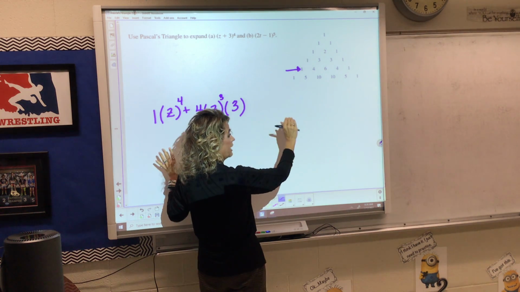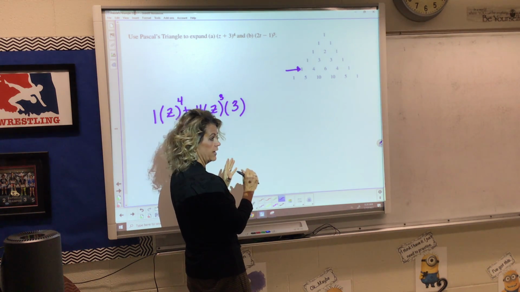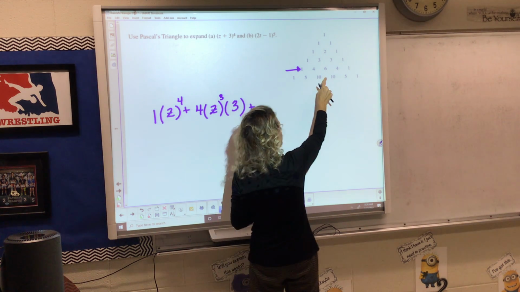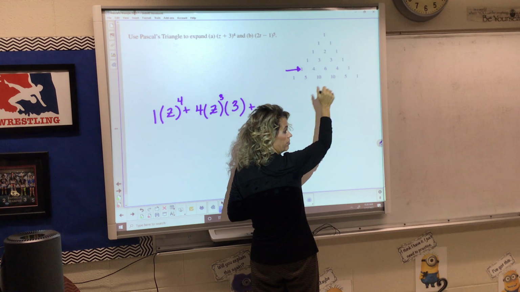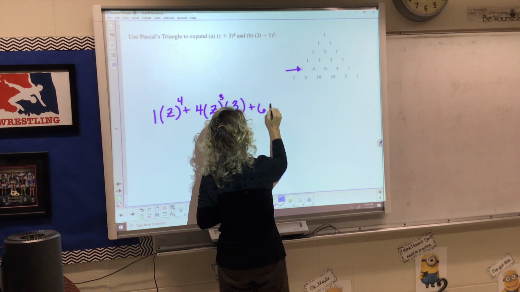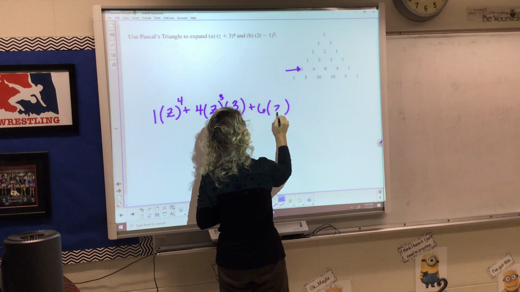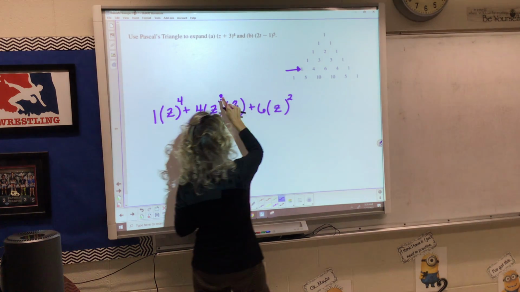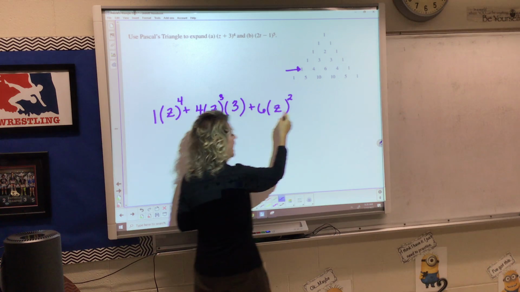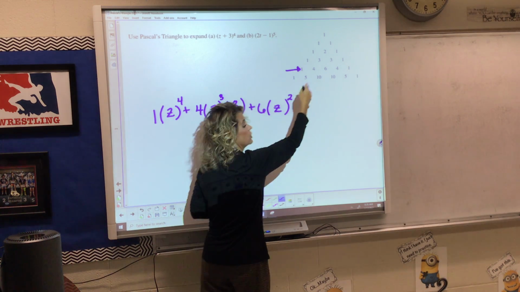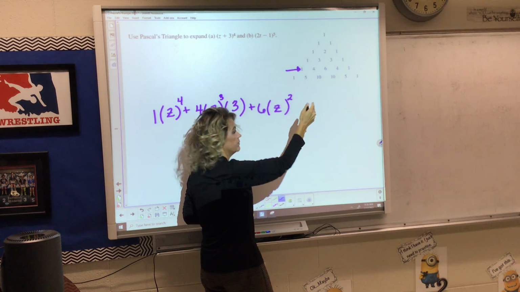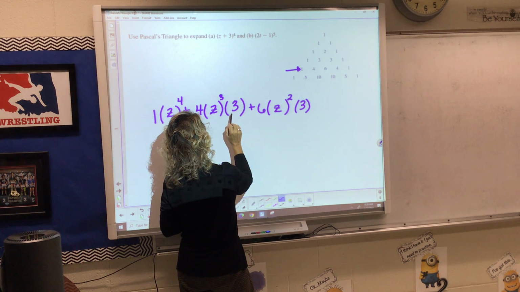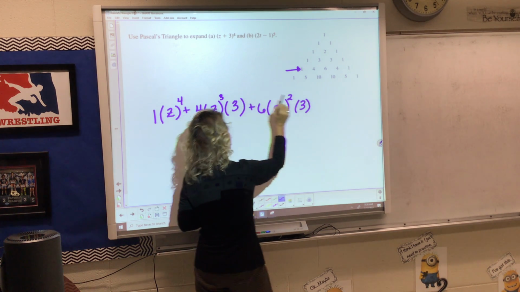So all I'm going to do is write this out and then I will simplify it. You guys with me? Okay. Plus, what's the next coefficient? 6 times z to the what? 2nd, because these exponents go down as the exponent on the 3's go up. Yes or no? 3 to the what? How many 3's are here? It will be the second.